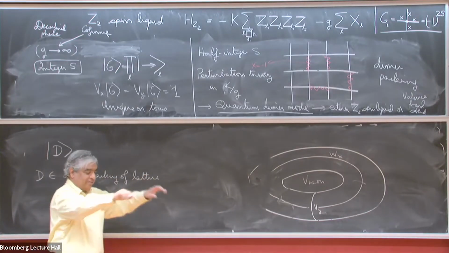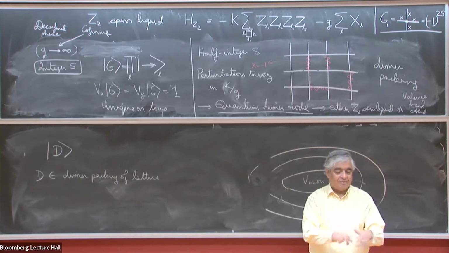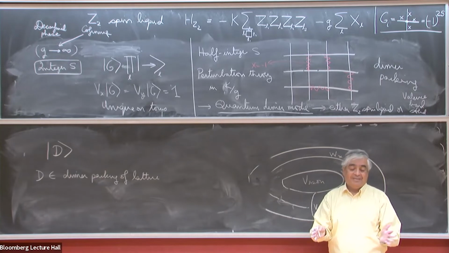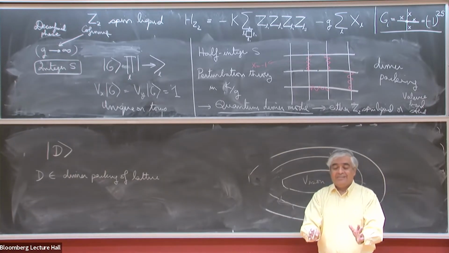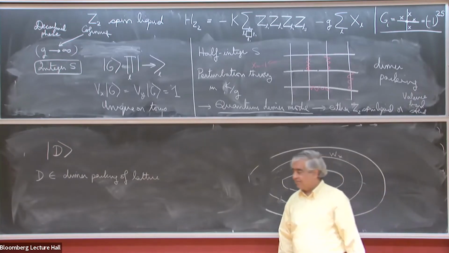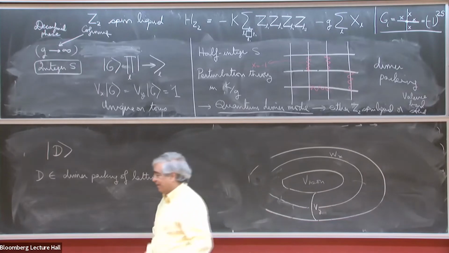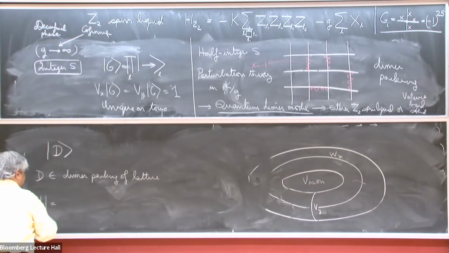So, if you give me a chessboard, I figure out some huge number of ways I can put dimers on the chessboard, close pack them, and each configuration of dimers is a state in my Hilbert space. So I just label the states by configuration of dimers. Then there's a Hamiltonian that acts on the Hilbert space, and it has typically two types of terms.